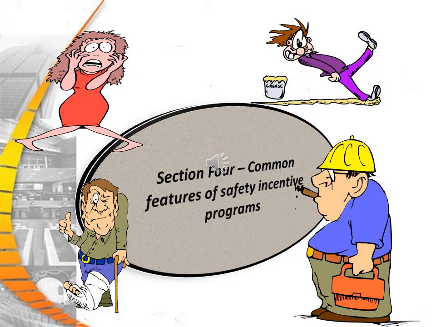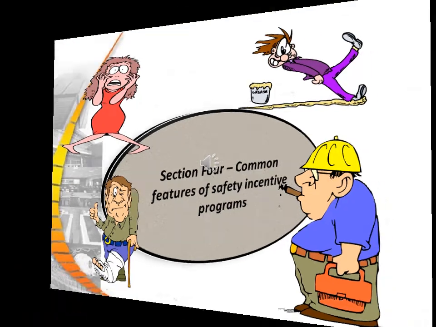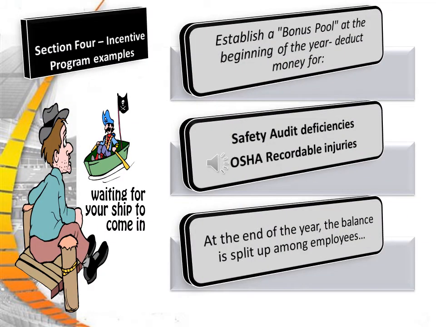Section 4, Common Features of Safety Incentive Programs. The first one we'll look at is a bonus pool. At the beginning of a year, money is deducted for safety audit deficiencies and OSHA recordable injuries, and at the end of the year, the balance is split among the employees.